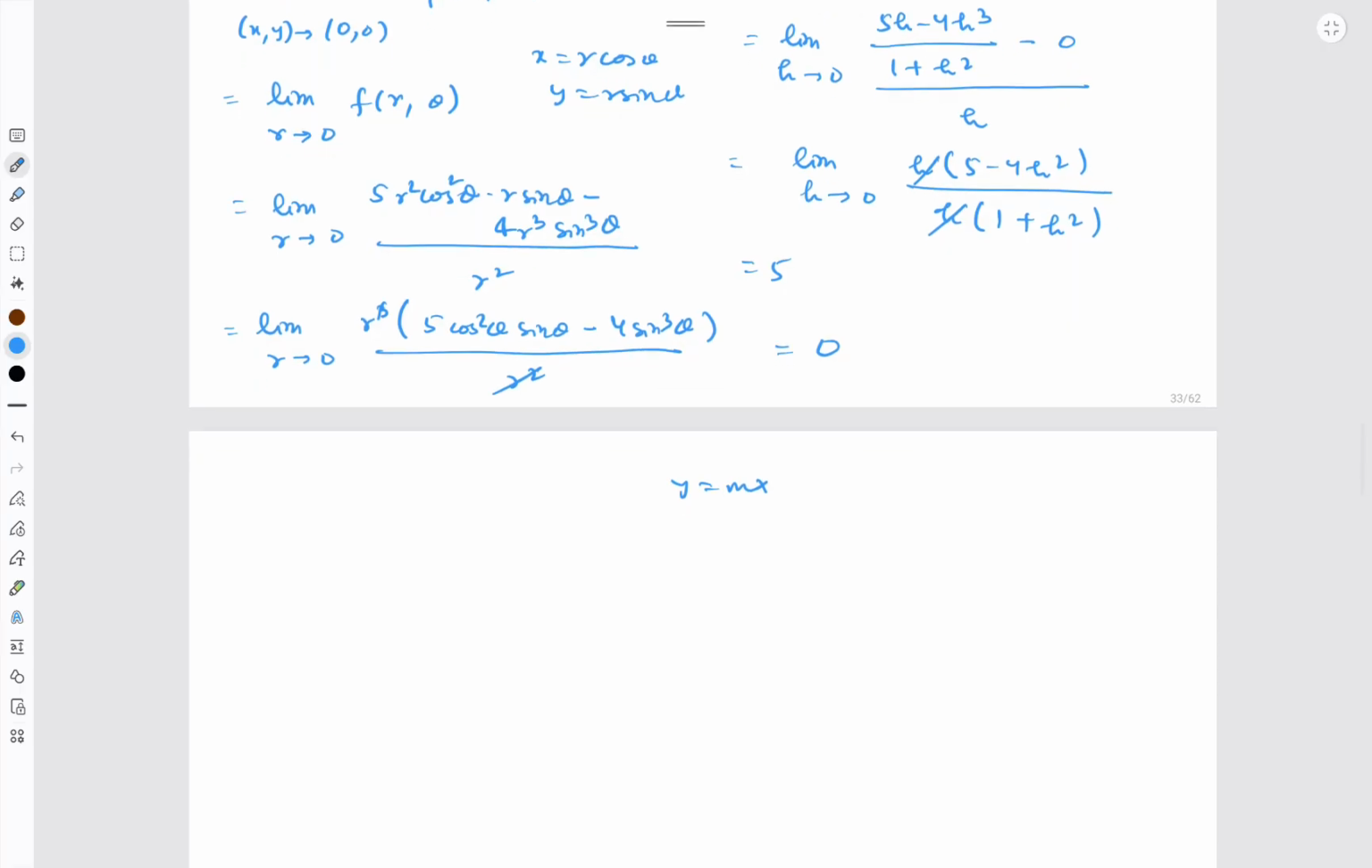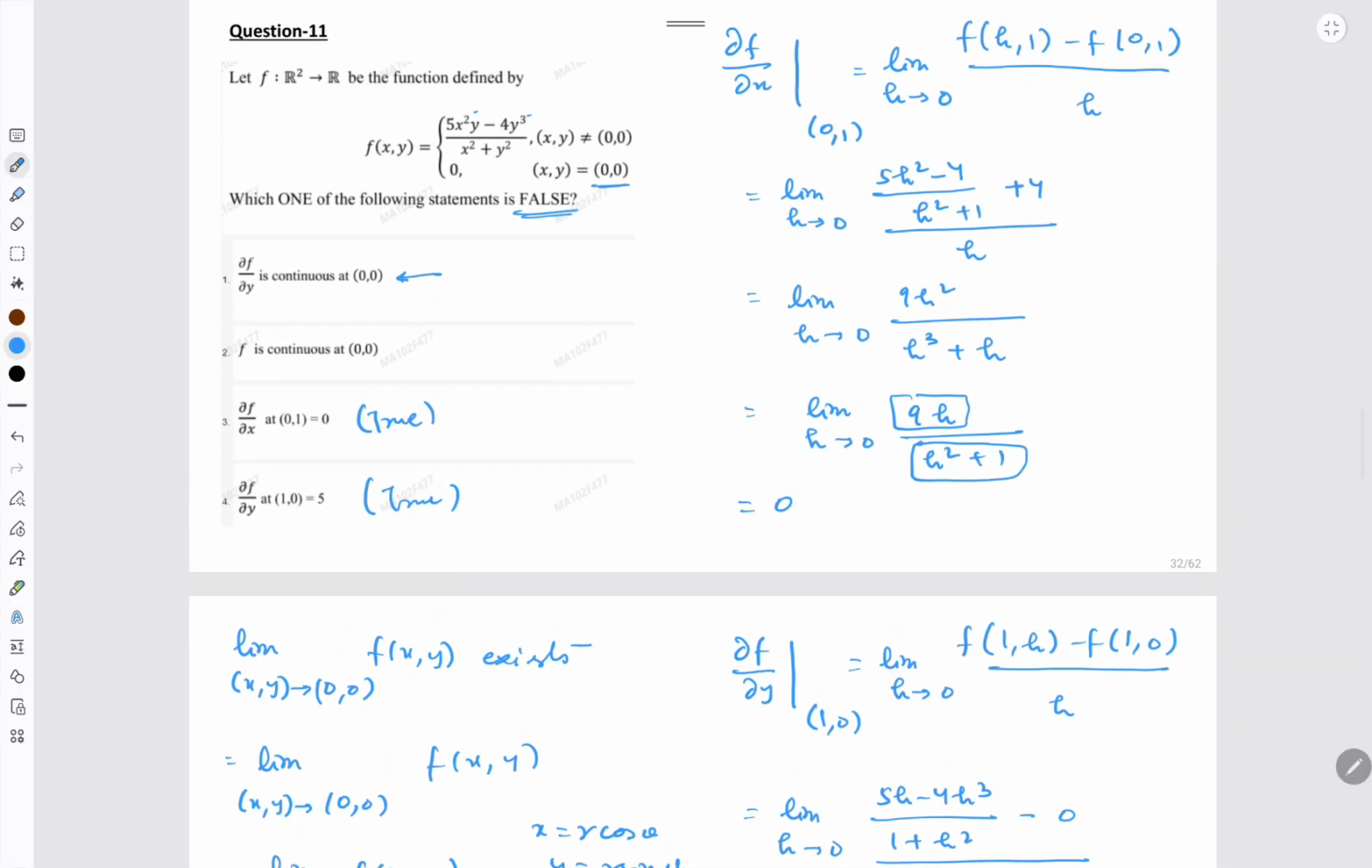Polar coordinates take into account r and theta. Theta means direction. So here you are seeing that if I am doing limit r tends to 0, this entire thing is turning to be 0. It is independent of theta, that means the direction from where you are coming. So f is continuous at 0, 0. So this is my correct option.